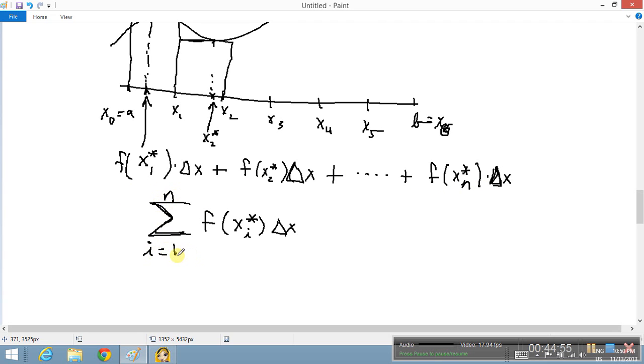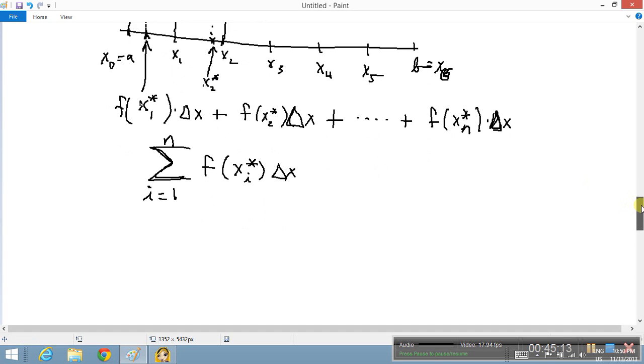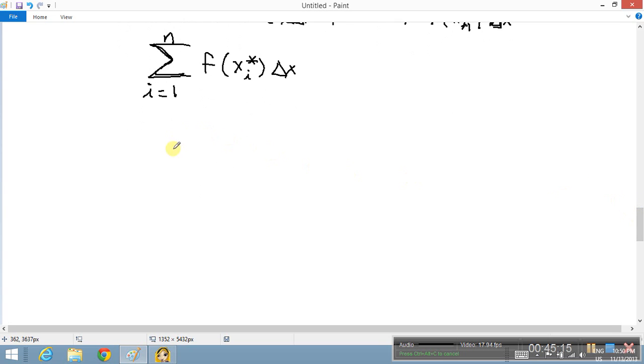So i equals 1 is the first value, going up to n. There are n of these things, and there are n rectangles that get added up together. Okay? All right, one last thing and then we'll quit, and that is an application of this that you might not have anticipated in a real-world setting.